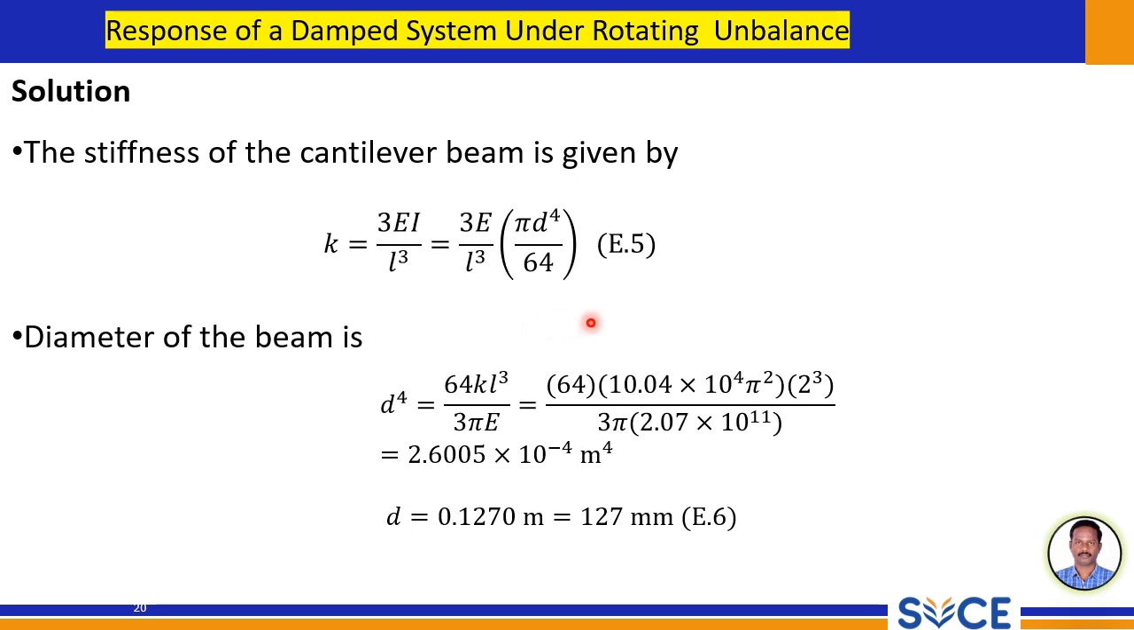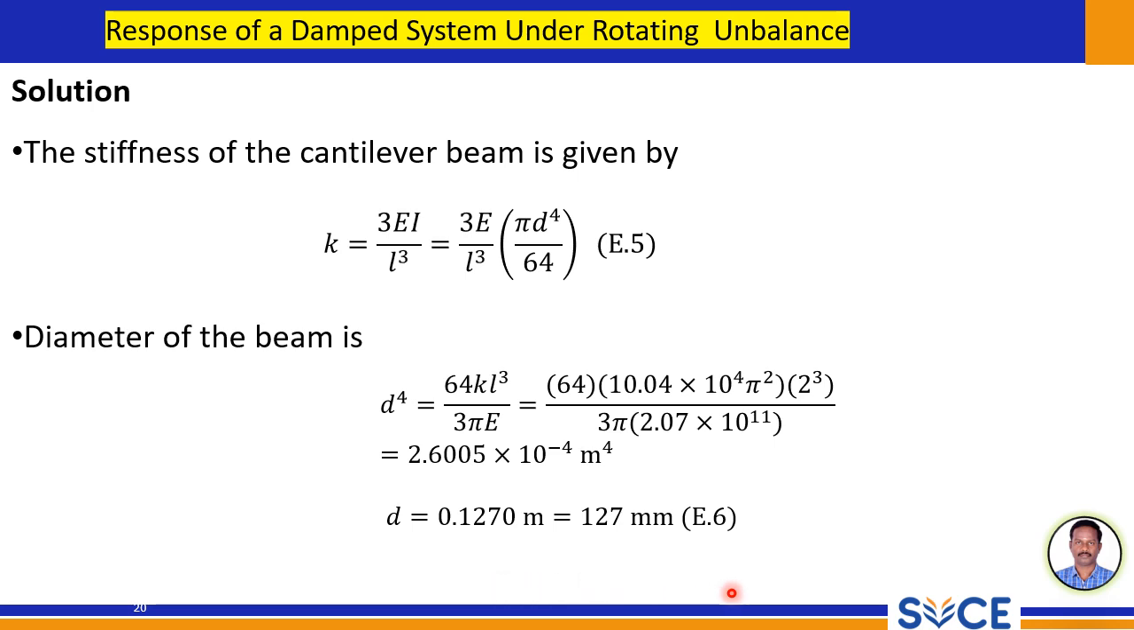Now we rearrange this equation to solve for the diameter d. We know the stiffness from our previous calculation, the length of the shaft, and Young's modulus for steel. We substitute these values into the equation. The stiffness k is 10 to the power of 4 newtons per meter. The length of the shaft is 2 meters. Young's modulus for steel is approximately 2.07 times 10 to the power of 11 pascals. After performing the calculations, we find that the diameter of the shaft is approximately 0.127 meters, otherwise 127 millimeters.